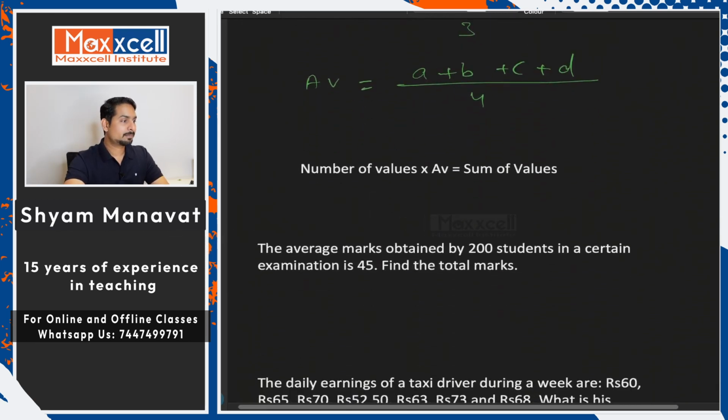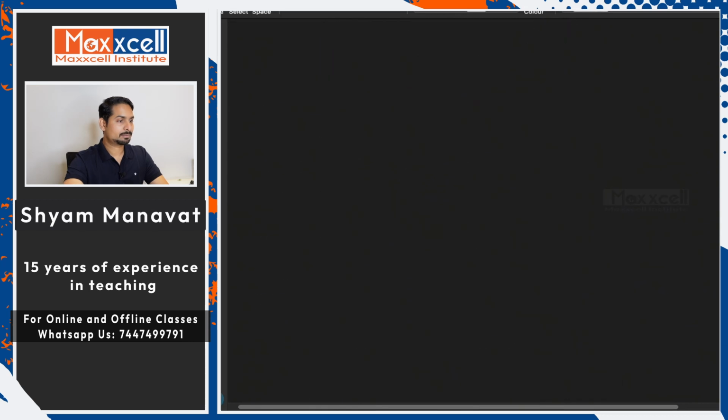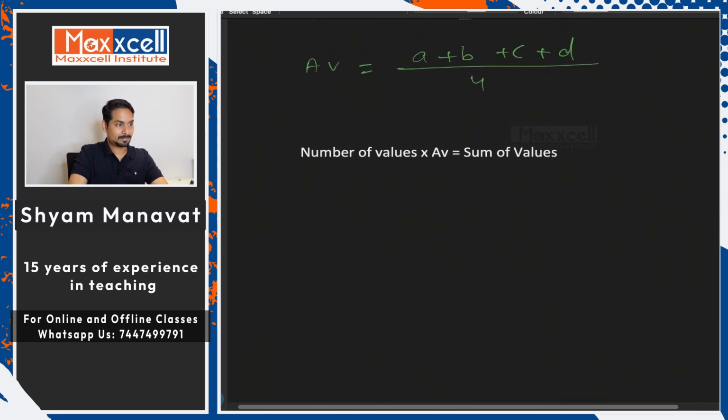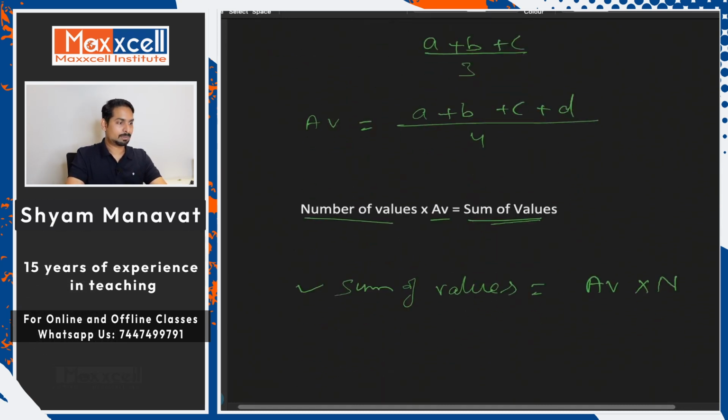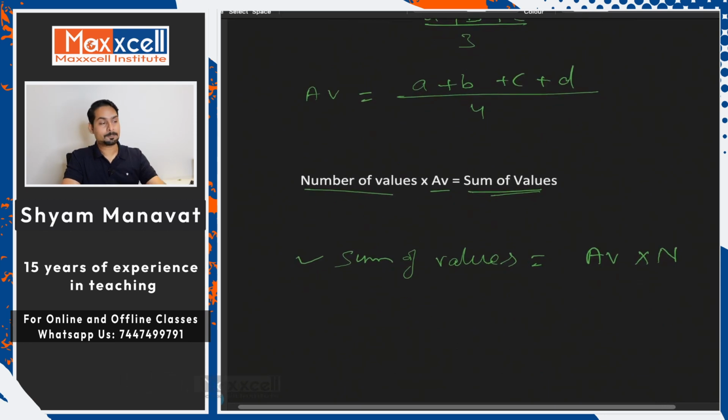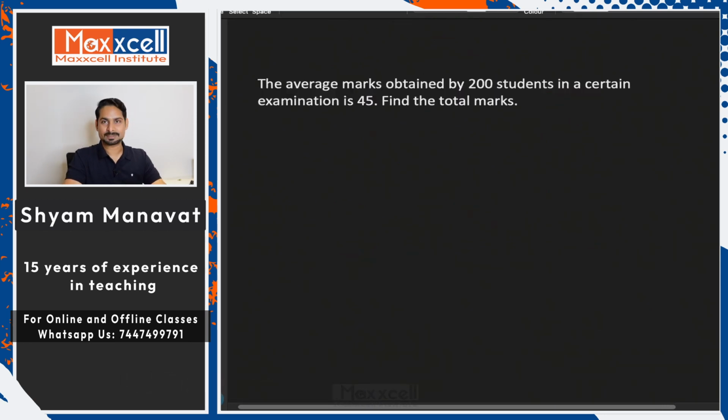That is the formula of average. We can also say, by modifying the formula, the sum of values can also be written as number of values into average. So sum of values can also be written as average into number of values, right? So keep these two formulas in mind. For this video we are going to use it. So let us try the first question.